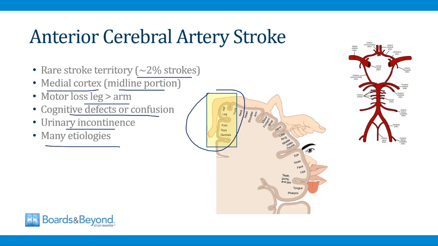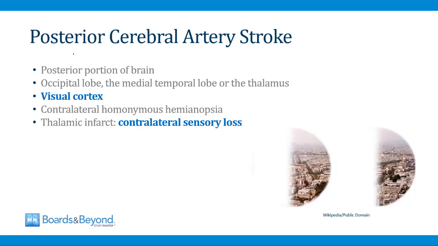And there are many etiologies of ACA strokes, but these can also occur because of carotid artery disease because, once again, the carotid arteries supply the anterior circulation, and the ACA is part of the anterior circulation. And then our final cortical stroke syndrome is a posterior cerebral artery territory stroke. As the name implies, the posterior cerebral artery supplies the posterior portions of the brain.